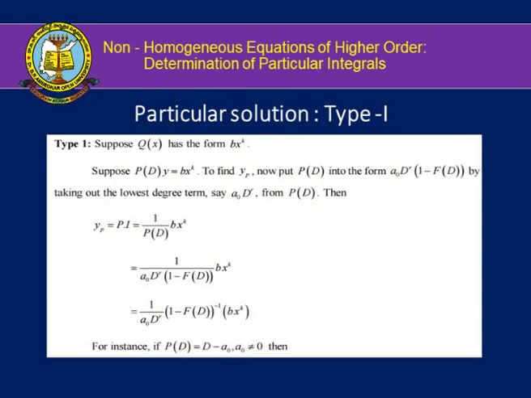Now in the particular integral case, the left side term p of d will come to the denominator of the right side, so b x to the power of k by f p of d. Whichever constant term is there, we take it common. With a naught into d to the power r common, we take 1 minus f of d whole power minus r into b into x to the power of k form.